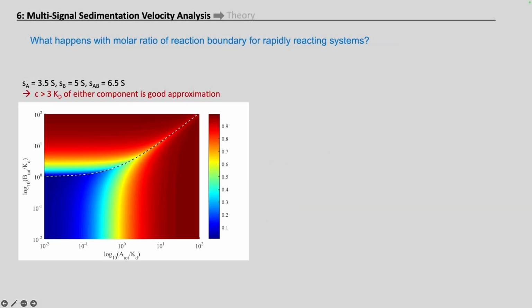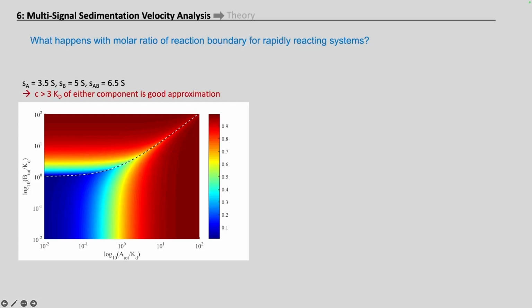Now that we have a convenient way to spectrally measure the molar ratio of a complex, does this require complexes to be long-lived? Or will this work too for rapidly interacting systems? Again, effective particle theory can help us understand this. Let's go back to our previous example of moderately sized proteins with somewhat dissimilar free S-values, forming a one-to-one complex in rapid association-dissociation equilibrium.